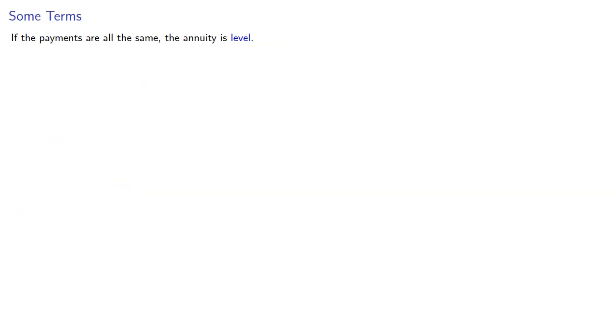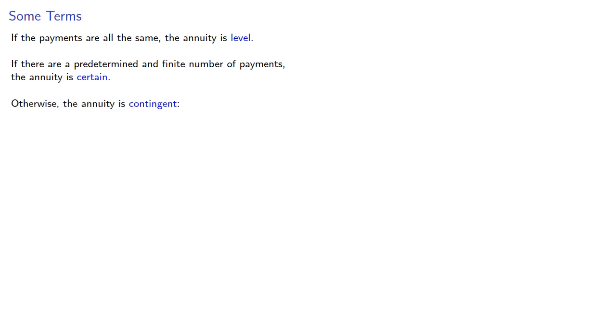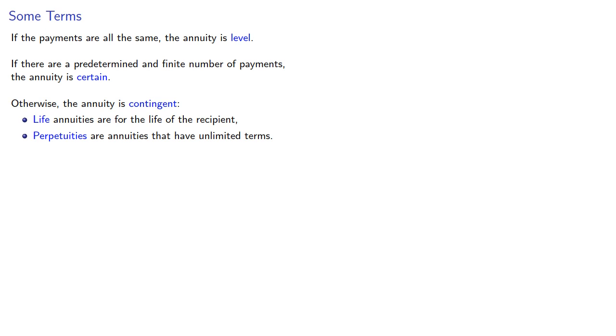So we'll introduce a few financial terms. If the payments are all the same, we say the annuity is level. If there are a predetermined and finite number of payments, the annuity is certain. Otherwise, the annuity is contingent. And these include things like life annuities, which are for the life of the recipient, and a special type of annuity is called a perpetuity, which are annuities that have unlimited terms.